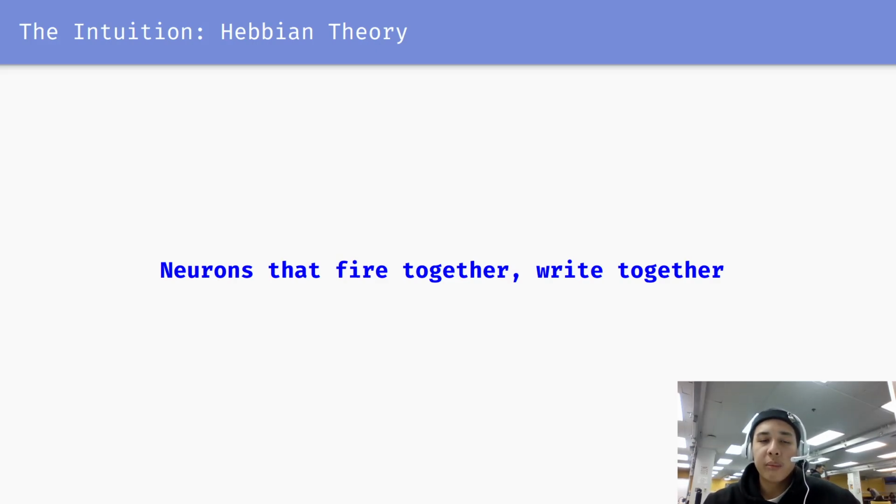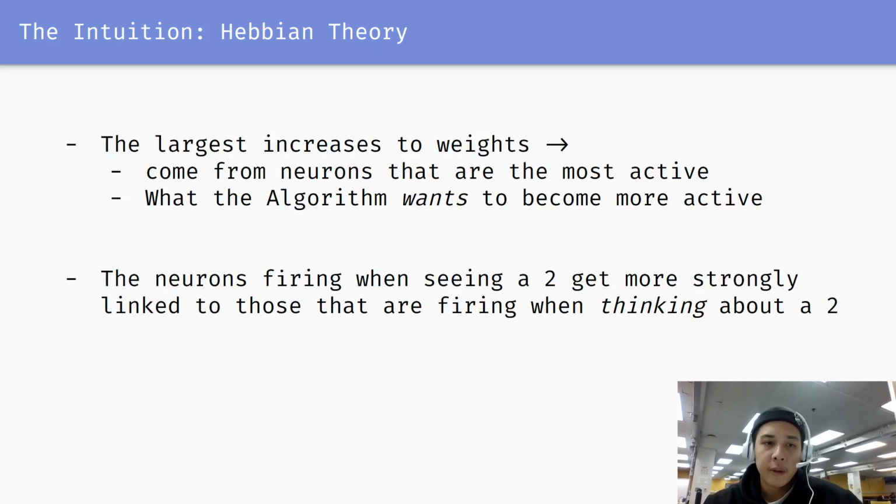So there's a theory, the Hebbian theory, which basically summarizes as neurons that fire together, wire together. What this is trying to say is that if a neuron is activated from previous neurons, then those neurons are most likely to activate the neurons that it thinks it should activate. So the largest increases to weight come from the neurons that are most active. So what the algorithm wants is to become more active. The neurons firing when seeing a 2 get more strongly linked to those that are thinking about firing when thinking about a 2. So I kind of reiterated that last slide.